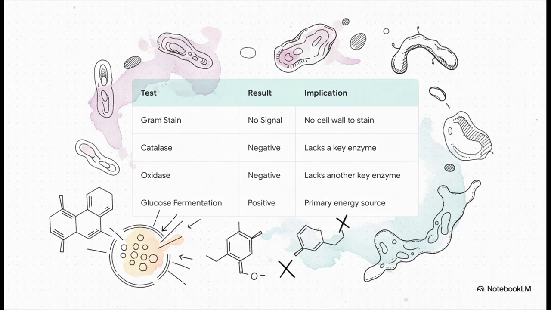Okay, now this is where it gets really interesting. Think of this as its forensic report, its biochemical fingerprint. You try a gram stain on it, you get nothing, no signal. Why? Because there's no cell wall to stain. It also tests negative for some key enzymes, catalase and oxidase. But you give it some glucose, and yeah, it'll ferment that for energy. It's this very specific profile that lets labs know, aha, we got him.